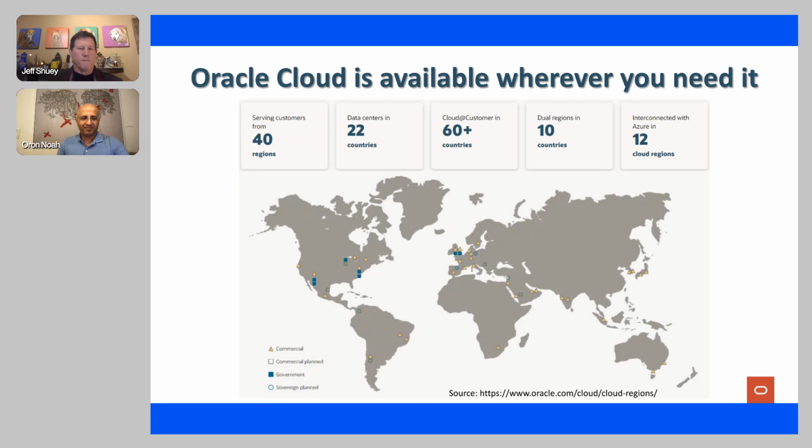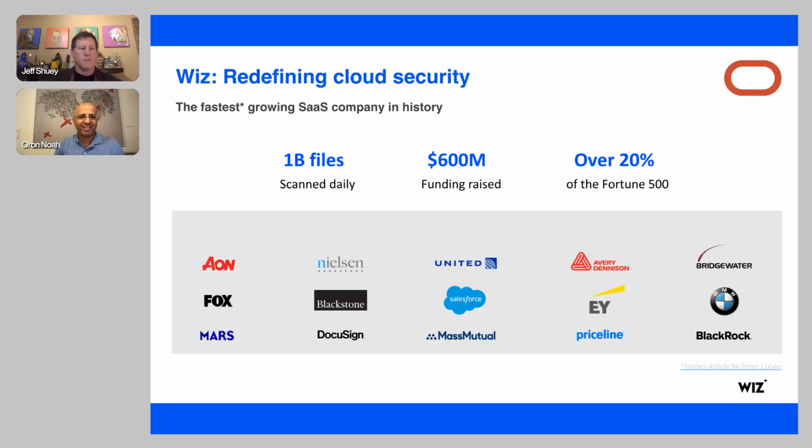Over to you, Oran. Thank you, Jeff. Hi, everyone. I'm Oran Noah, a director in the product team from Wiz. Wiz is the fastest-growing SaaS company in history. Today, Wiz scans more than 1 billion files a day and has raised more than $600 million. More than 20% of the Fortune 500 are our customers. We will walk you through some basic and advanced things that we do with Oracle and clouds in general to help our customers protect their clouds.